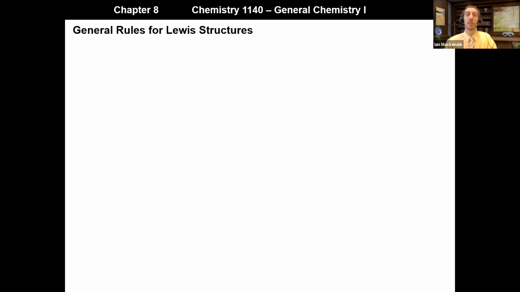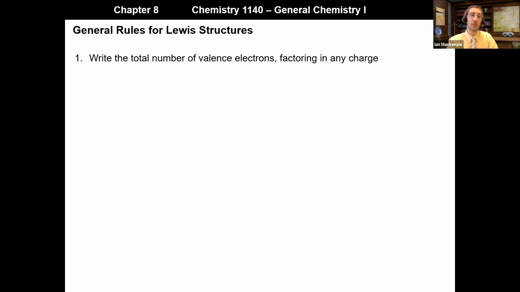And so from here on, I'll recommend this format for writing Lewis structures, these rules to abide by. The very first thing that we do, the first rule, is that we write the total number of valence electrons, and we factor in any charge. When I say the total number of valence electrons, I mean the sum of all of the valence electrons of all of the atoms in the molecule, adding or subtracting any electrons for the charge.